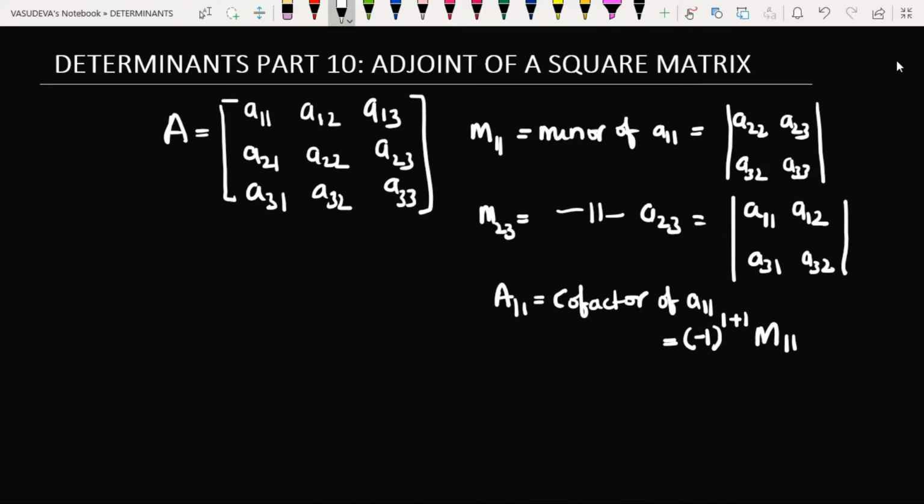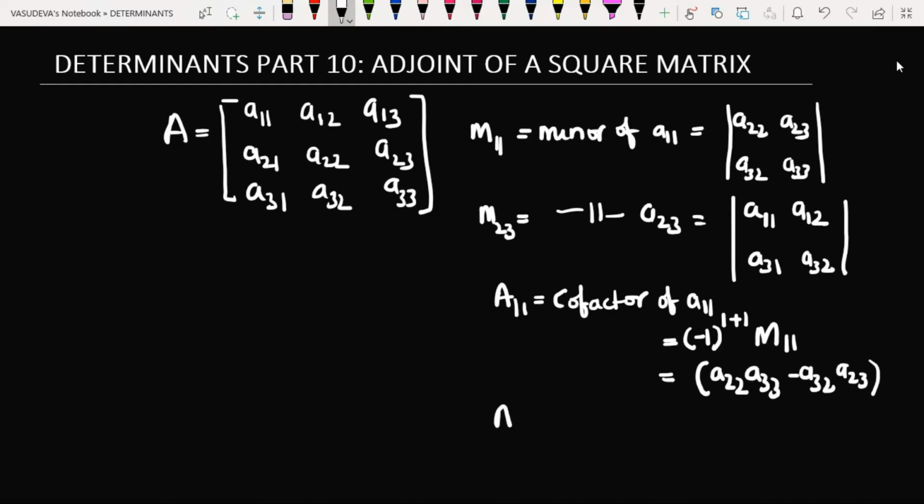So minus 1 to the power of 1 plus 1 into M11. 1 plus 1 is an even number, therefore it is plus, and M11. So expansion of the determinant of A22, A23, A32, A33: this is A22 into A33 minus A32 into A23.